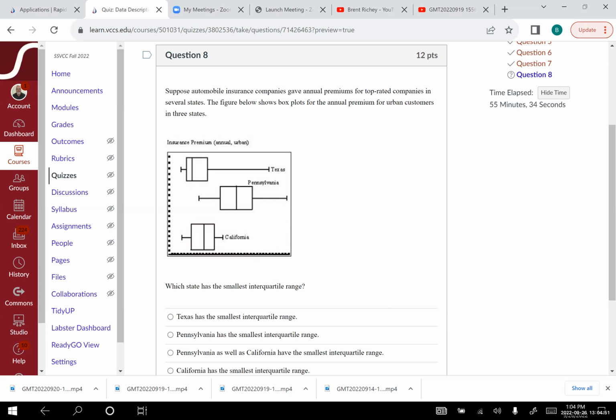Yeah. Because the left-hand side of the box is the lower quartile and the right-hand side of the box is the upper quartile. So what it comes down to is which state has the smallest box in the box and whisker plot. And I think that one's pretty clearly Texas.